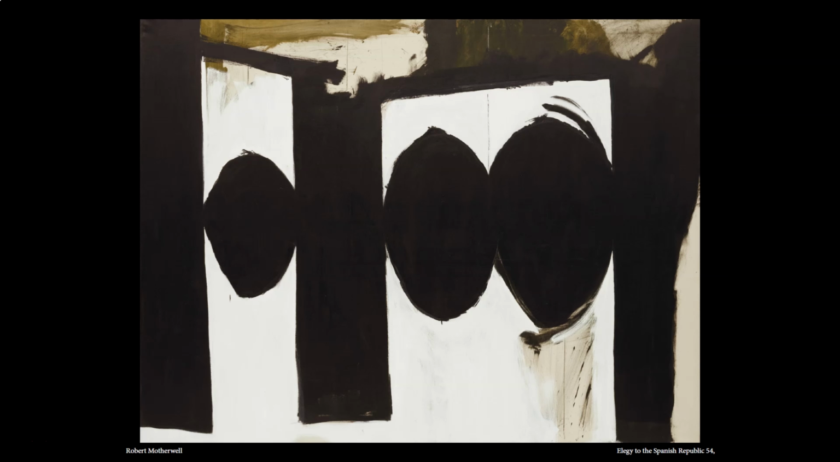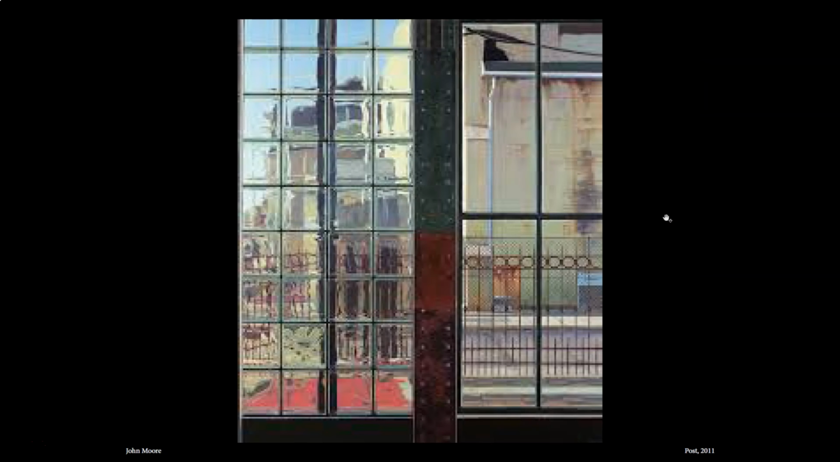So you can see, like in Elegy to the Spanish Republic, number 54 by Robert Motherwell, these things can almost be read as beats, and these are maybe pauses, so you'd have that structure in there. Or you could count these as pauses, and you get that same kind of rhythmic sense in the piece. So it lets our eye bounce around, and it feels good.